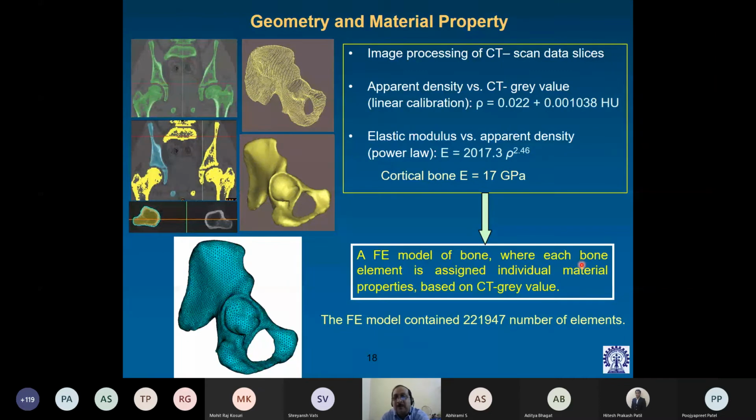Now, just to show you how this simulation is done, I will cover it separately. The starting point is CT scan data. So CT scan data is processed. As you can see here, this is a pelvic bone model. From CT scan image processing, we use the layer reconstruction method of the CT scan data, and then we generate a solid model of bone. From solid model to finite element model. Then when we have this finite element model, we do linear calibration of the CT gray values with apparent density. There is a procedure of doing it.